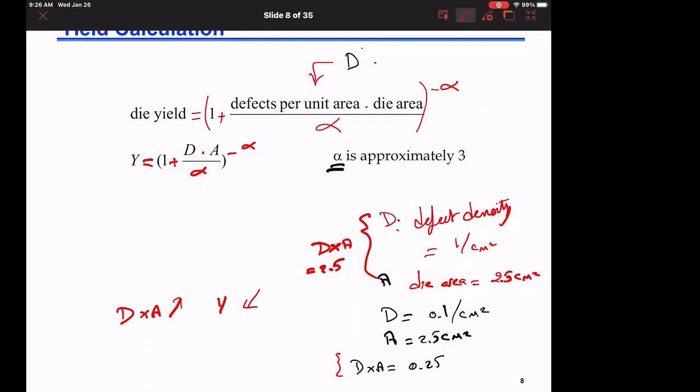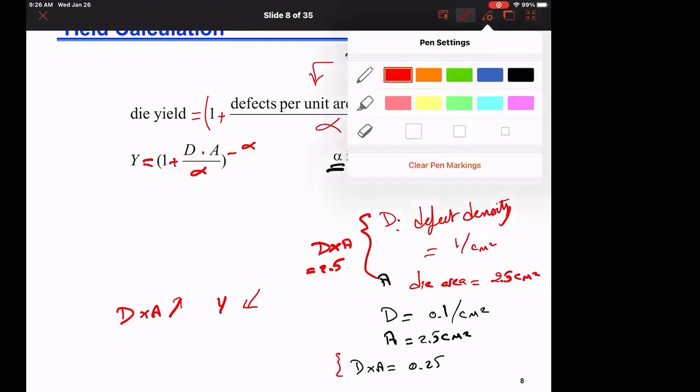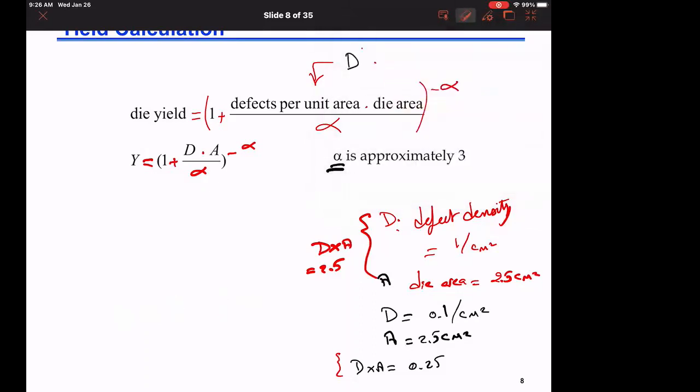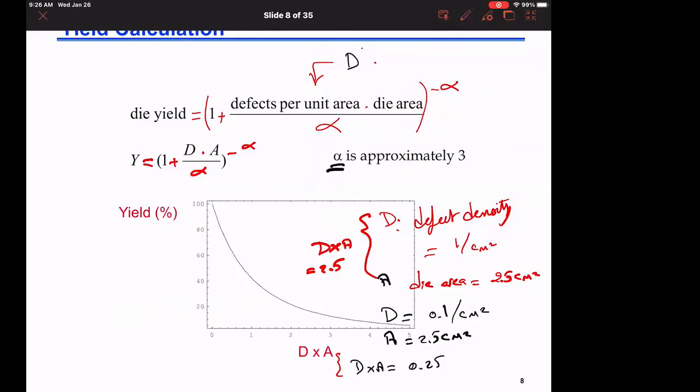So let us look at the graph that we will see here, which shows the relation. As you can see here, this is the yield in percent, and the axis is D times A. The larger it is, the smaller the yield is going to be. So the larger this gets, the smaller the yield will be. So our goal is to have control over the fab and control over the area.